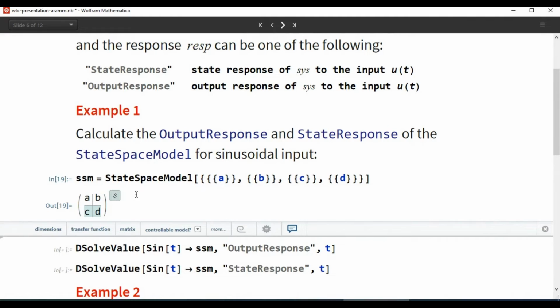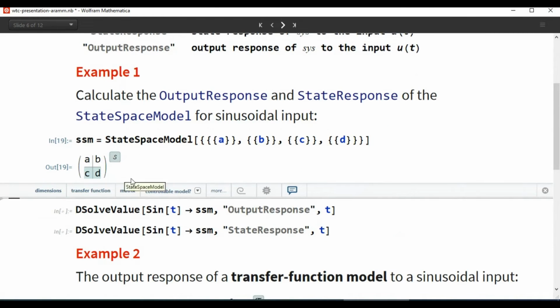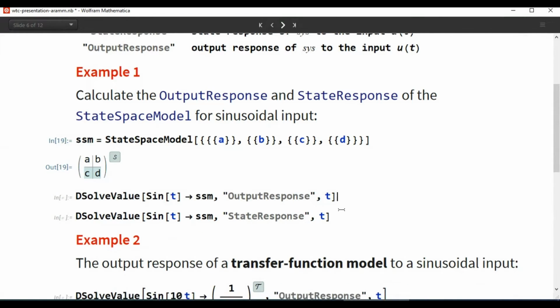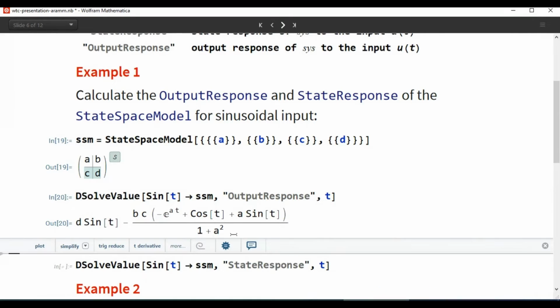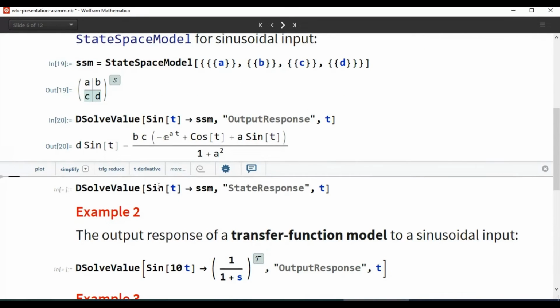It's a simple one. When we want to get the responses for sinusoidal input, we have to write DSolveValue, sin t goes to the model, and we want to get output response. We put output response here, and that's it. Here's the output response of the system. And if we want to get state response, we just have to put state response as second argument here.